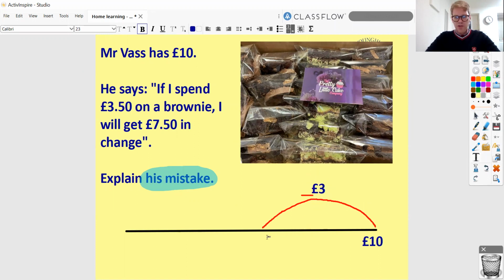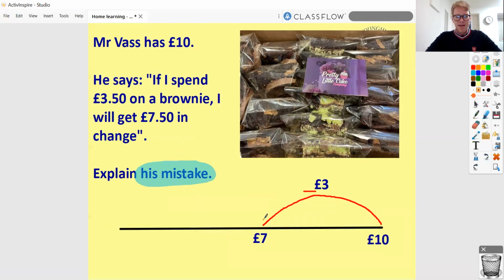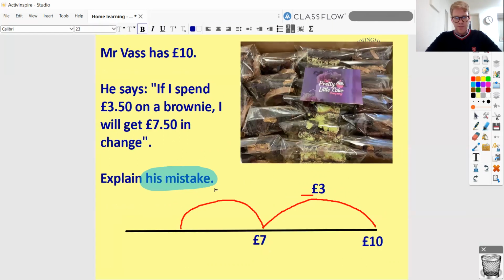And what do we get then? If we do 10 take away 3, what do we get there? Number bonds, £7. Okay, so we've gone back to £7. And then we need to go back another 50p, don't we? Apologies, I'm not going all the way to the end of the number line there. So I'm going to go back another 50p.